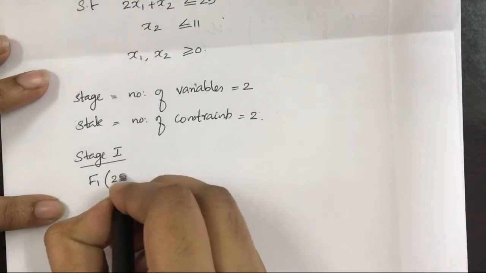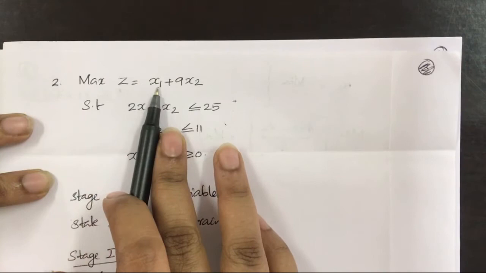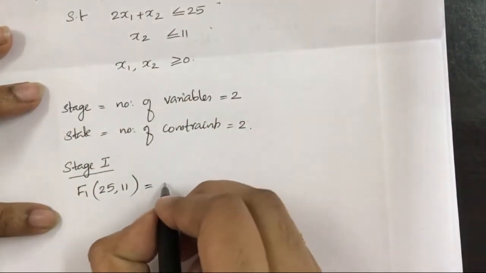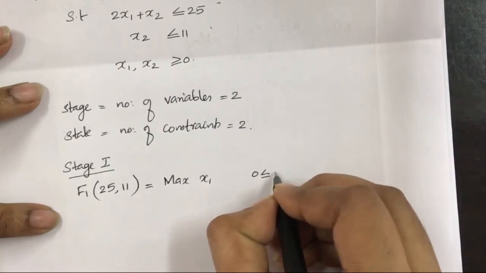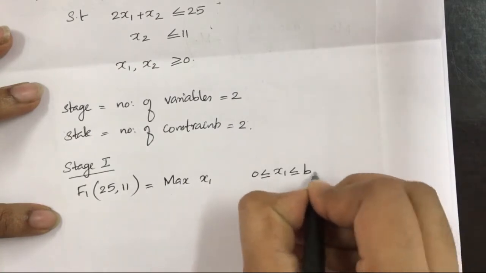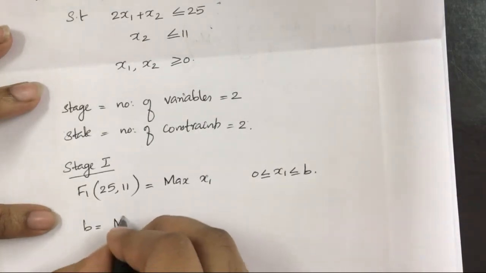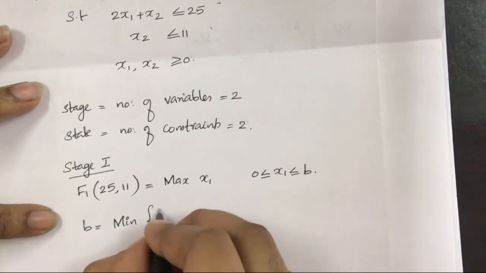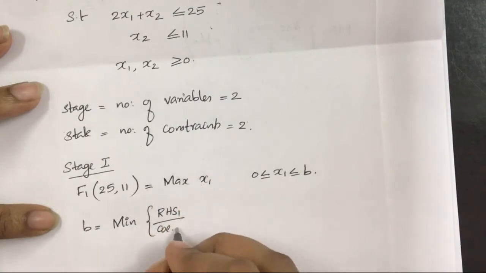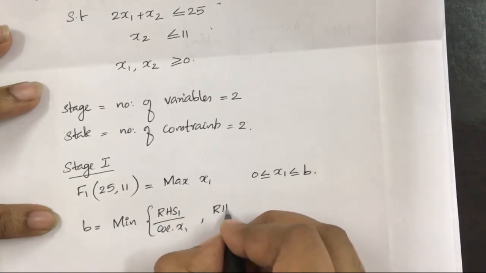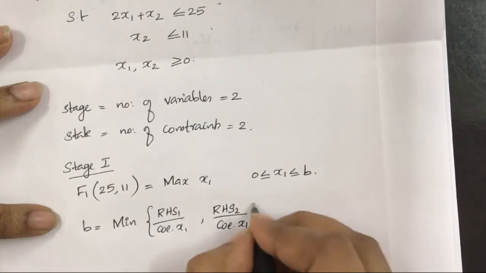f1 of 25 comma 11 is equal to maximum of x1. Maximize x1 where 0 less than or equal to x1 less than or equal to b. Now we are going to solve b. b is equal to minimum of RHS1 divided by coefficient of x1 comma RHS2 divided by coefficient of x1.